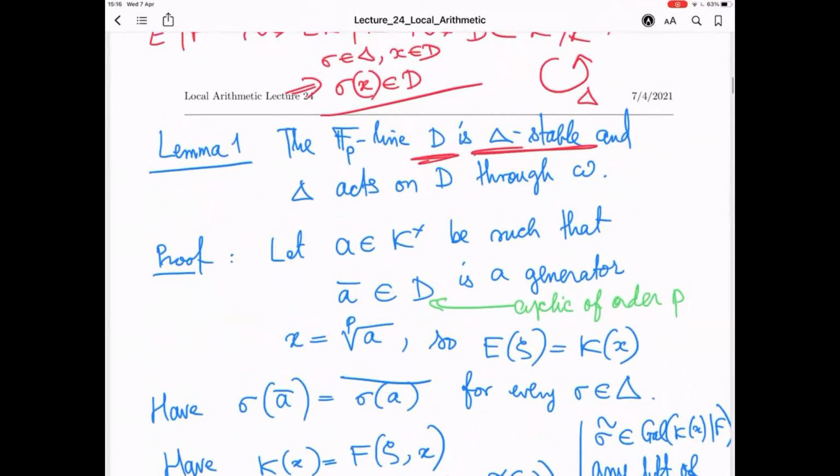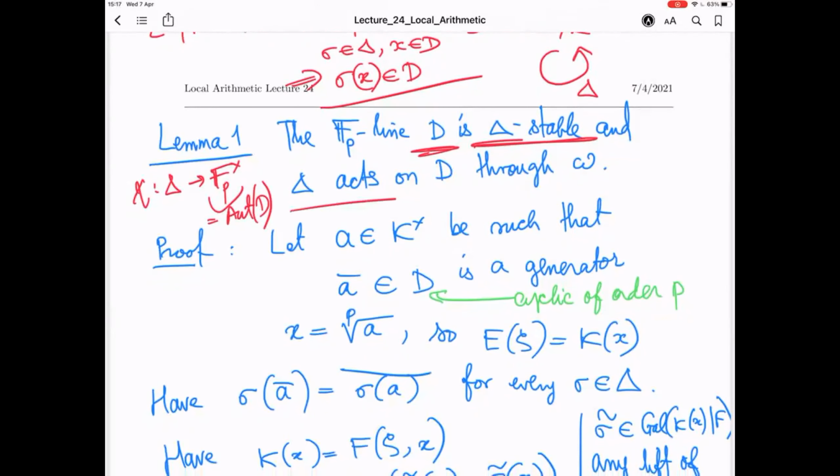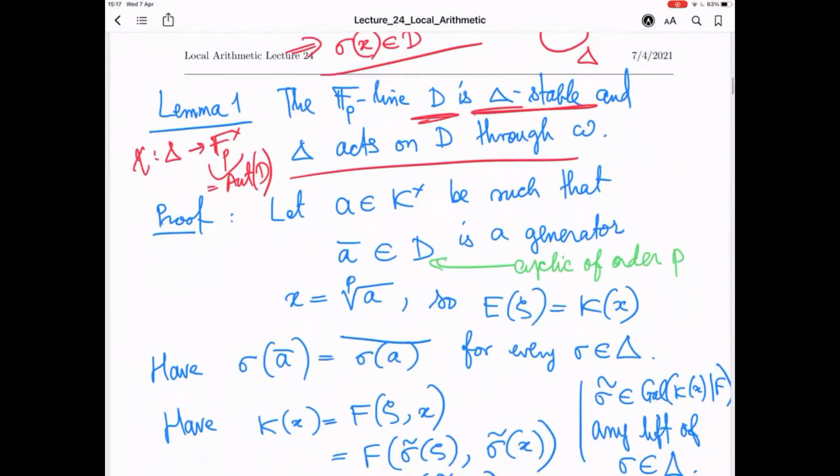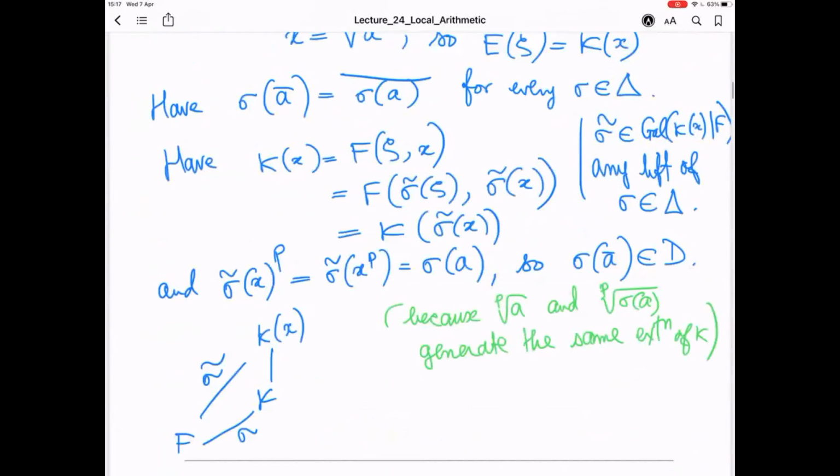And if delta is acting on some F_p line, then it has to act through some character chi from delta to F_p star, because this is the group of automorphisms of D. Okay, and the second part of the lemma says that delta acts on D through omega. So that's the thing. And this is the proof. So let's look at why.